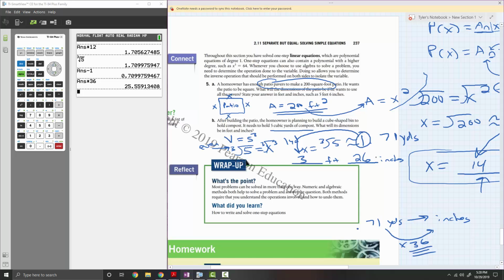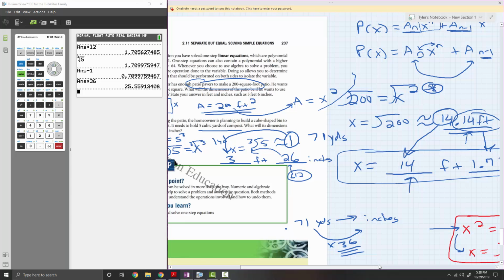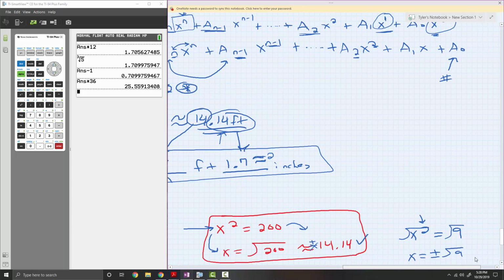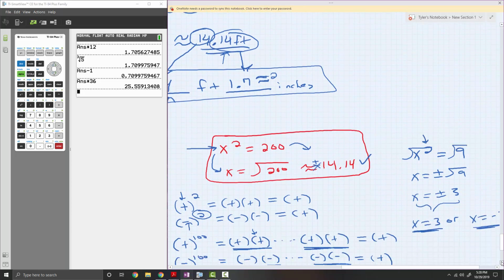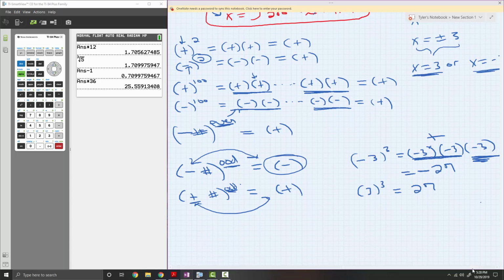But this is an awkward way to write this: 3 feet and 26 inches. What's awkward is that the inches are bigger than 12. We want this to be less than 12. If it's bigger than 12, then I can take some over here and make more feet. So let me get some white space to finish this problem.